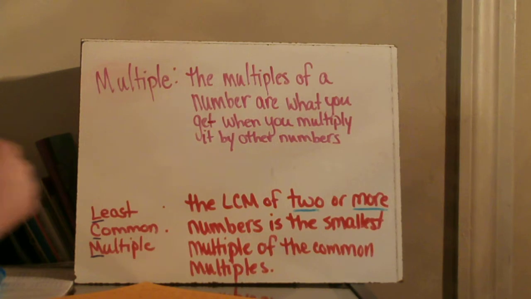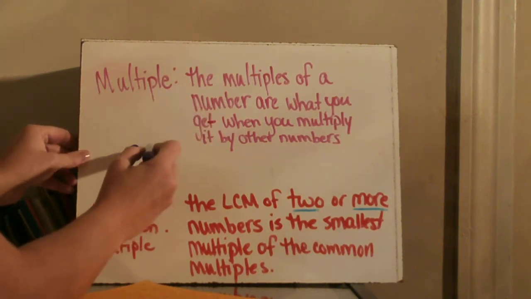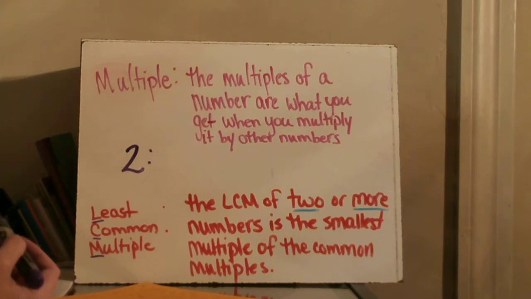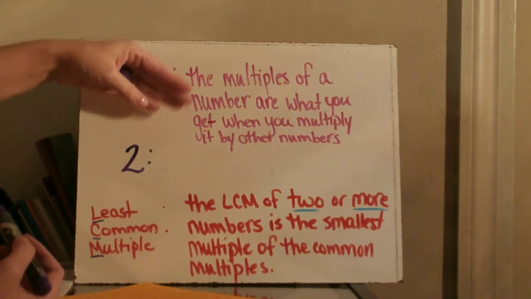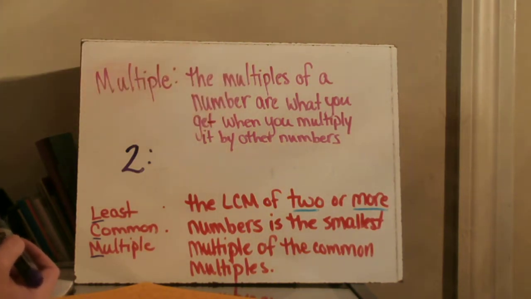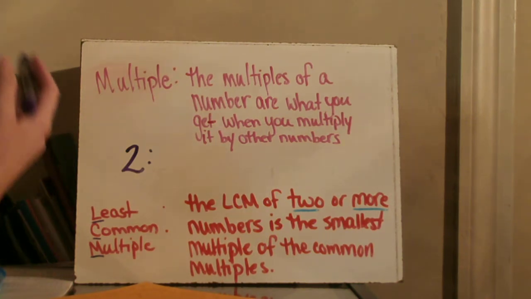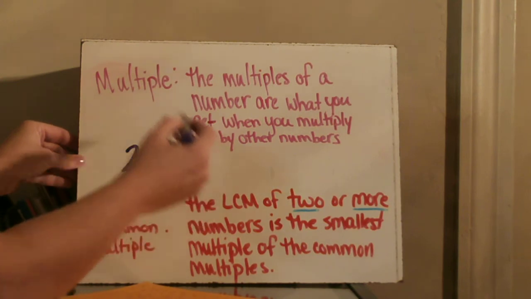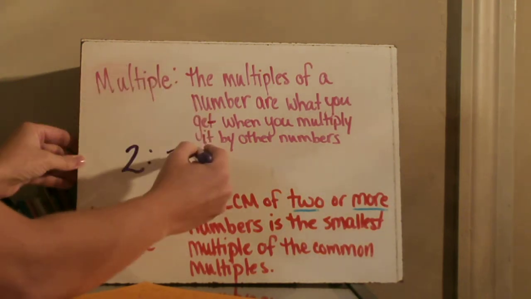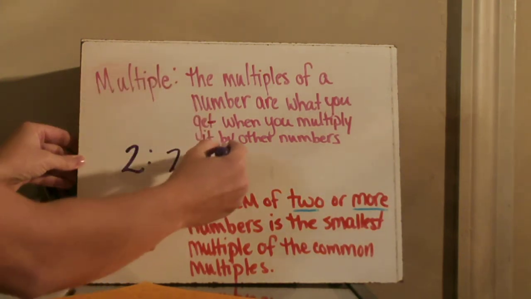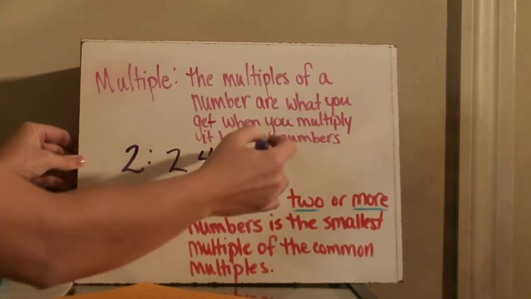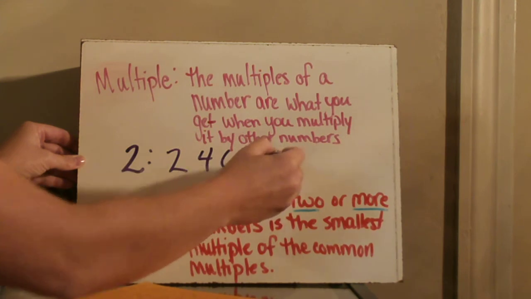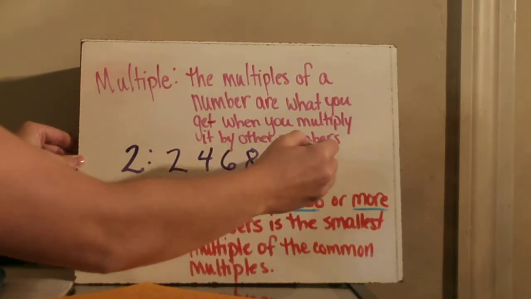So let's think about the number 2. If I were to list the multiples of 2, I'd have to list the numbers that I get when I multiply by other numbers. Typically, we start with the number 1 and say, what's 1 times 2? Well, it's 2. What's 2 times 2? 4. 3 times 2? 6. 4 times 2? 8. 5 times 2? 10. 6 times 2? 12.